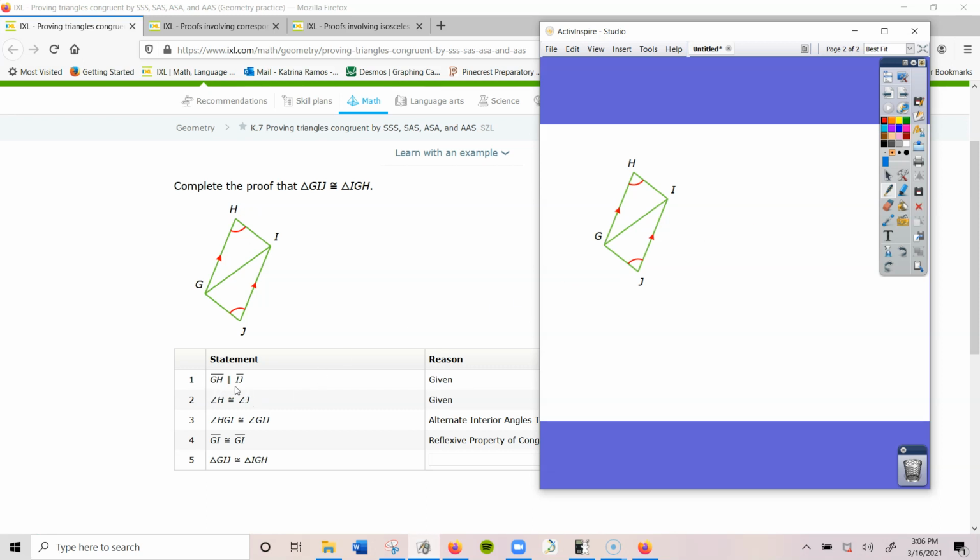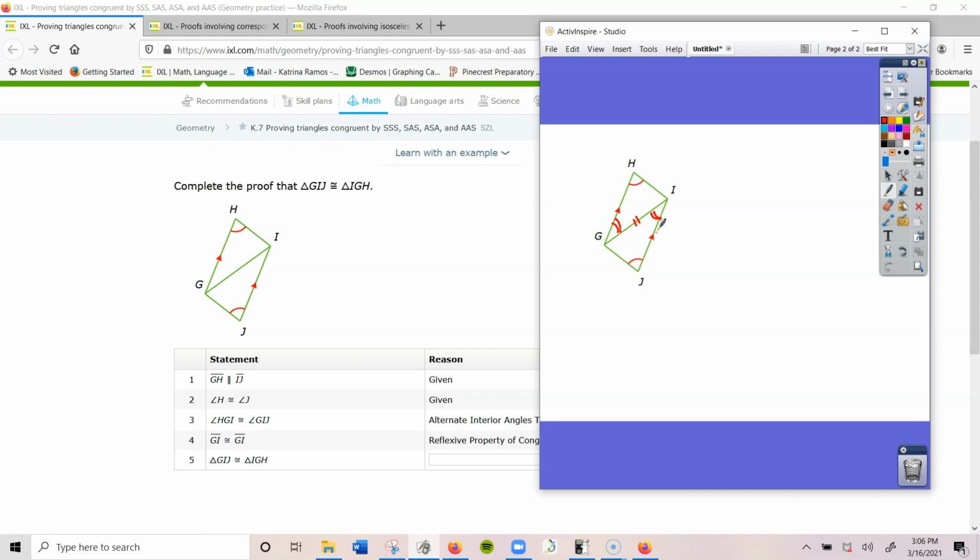We are told that GH is parallel to IJ. That's the arrows that are already marked. Angle H is congruent to angle J, which is also already marked. Angle HGI and angle GIJ are also congruent, and that's because they're alternate interior angles, since you have parallel lines, and this would be considered the transversal. Then GI is congruent to itself, and this is because of the reflexive property of congruence.